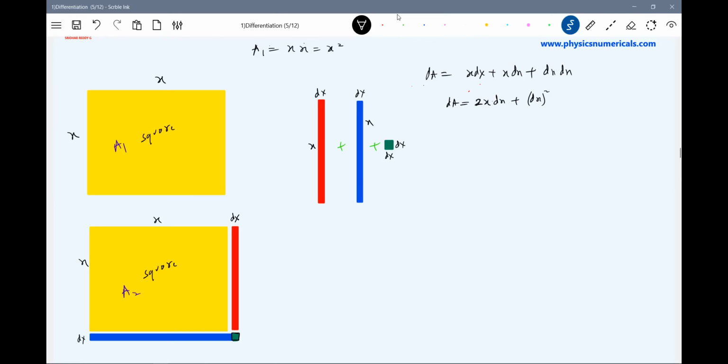Okay, fine. Okay, what is dx? Very, very small, no? dx almost negligible. So dx square, definitely I'll say equal to 0. So what is the change in area? 2x dx. Then let me write it. dA by dx is equal to 2x.